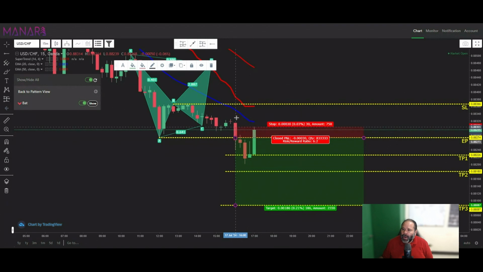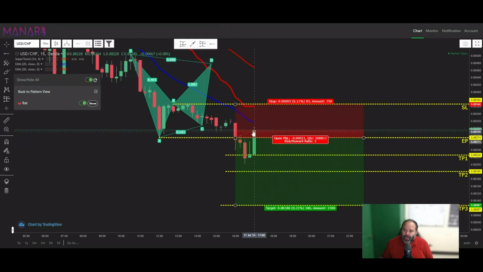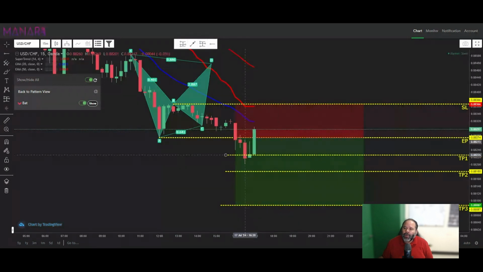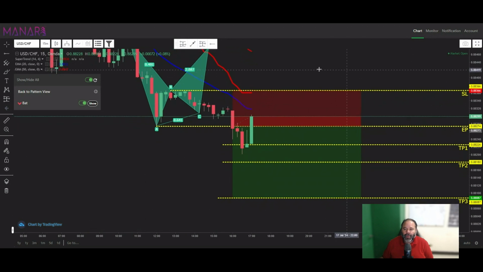Now, if you want to make bigger earnings, I have some students that, when price hits TP1, only move their stop loss to break even, to the entry point. They don't sell a portion of their trade. Why? Because they want to accumulate a little bit more profit. So it's up to you how you want to handle it. It's up to you what type of trader you are.